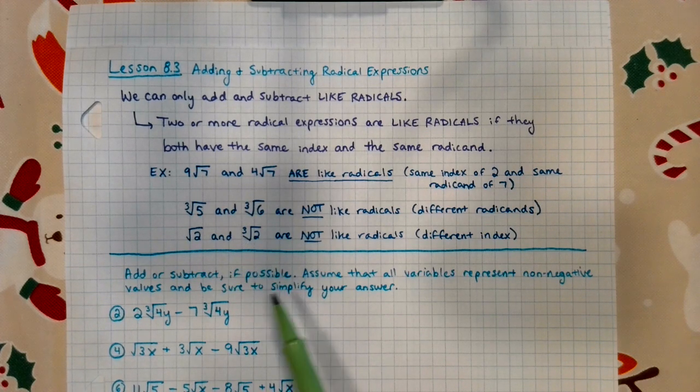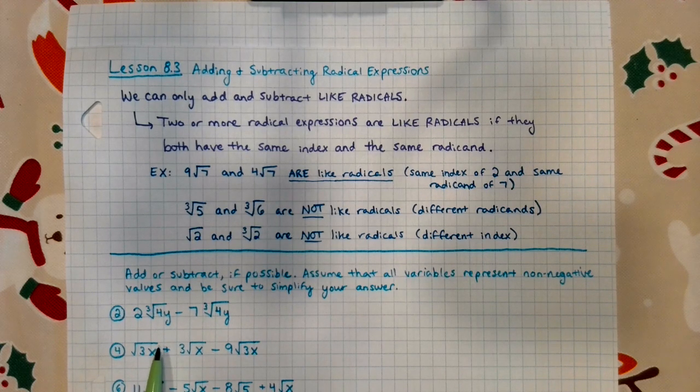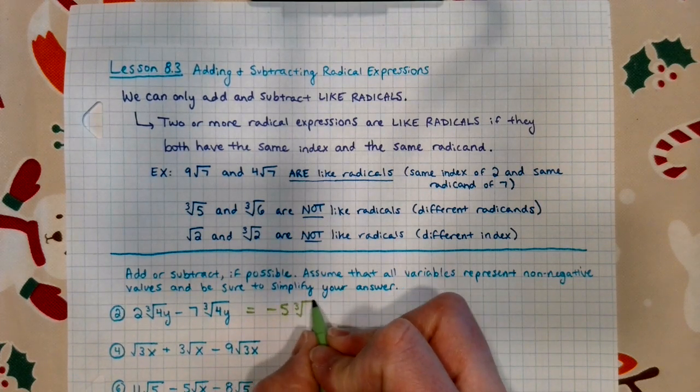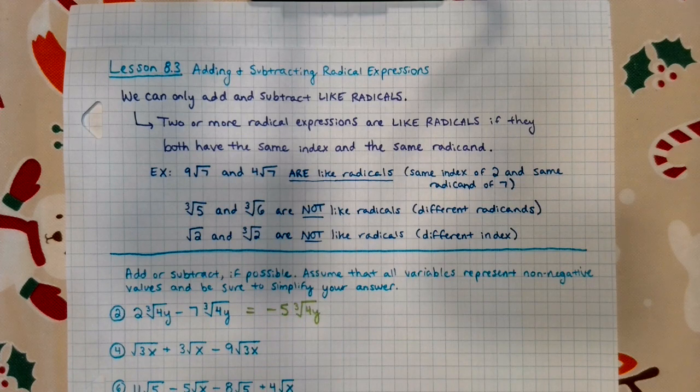So for our examples, we're going to be adding or subtracting if possible. Assume that all variables represent non-negative values and be sure to simplify your answer. So for this first one, we can see that our radical expressions have the same like radicals. They both have the cube root and the radicand is 4y. So we can go ahead and combine these. And basically what we're going to be doing is subtracting the two numbers out front. So we got 2 minus 7, which is going to be negative 5. And then we just keep this cube root of 4y on the end.